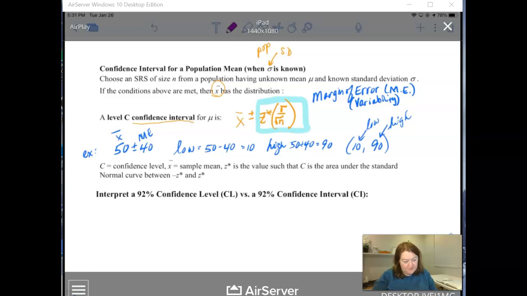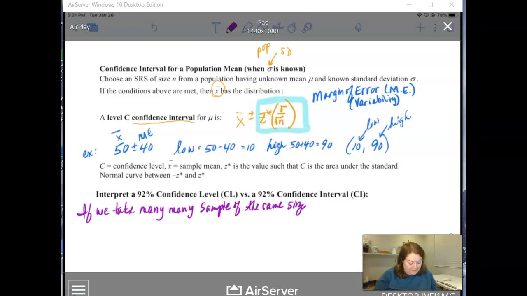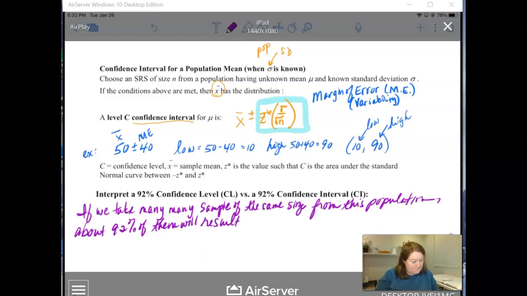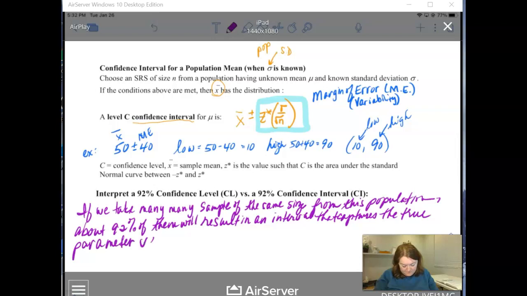If we have a confidence level, what we are basically saying is that if we take many samples of the same size, so same little n, from this population, about 92% of them will result in an interval that captures the true parameter value. Okay, so this is for confidence level.